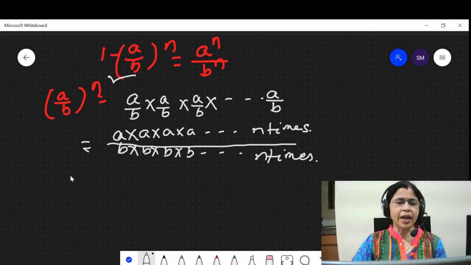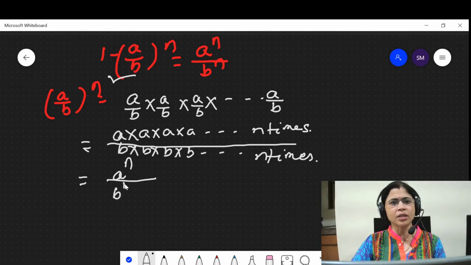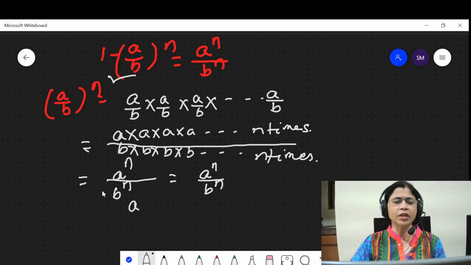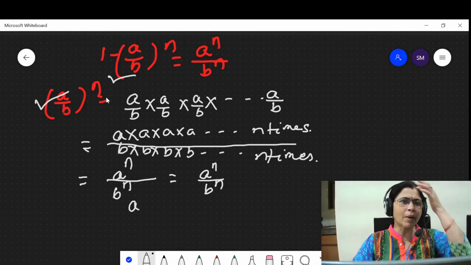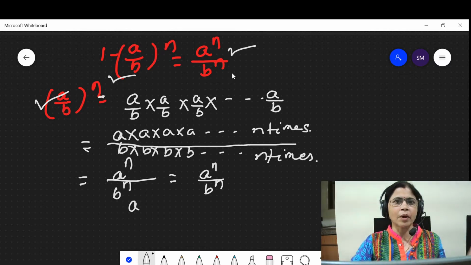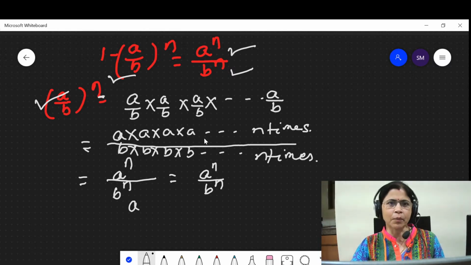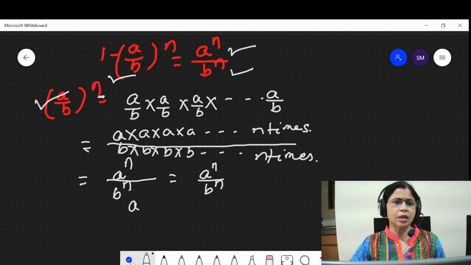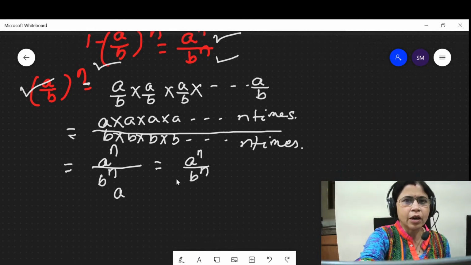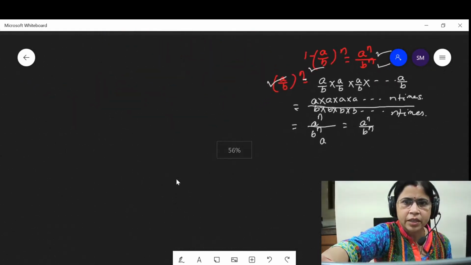If we multiply a n times, this is called a to the power n. When we multiply b n times, this is b to the power n. Hence a upon b to the power n is equal to a to the power n upon b to the power n. This is the first law of exponents. Let us solve some examples based on this theory.